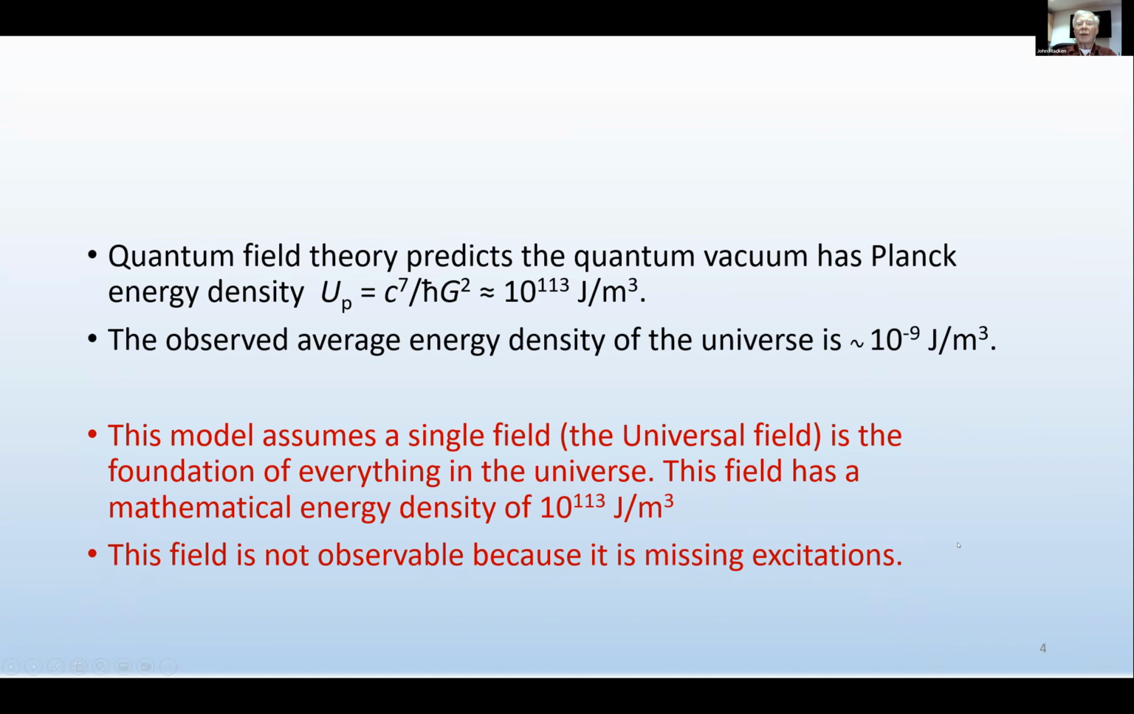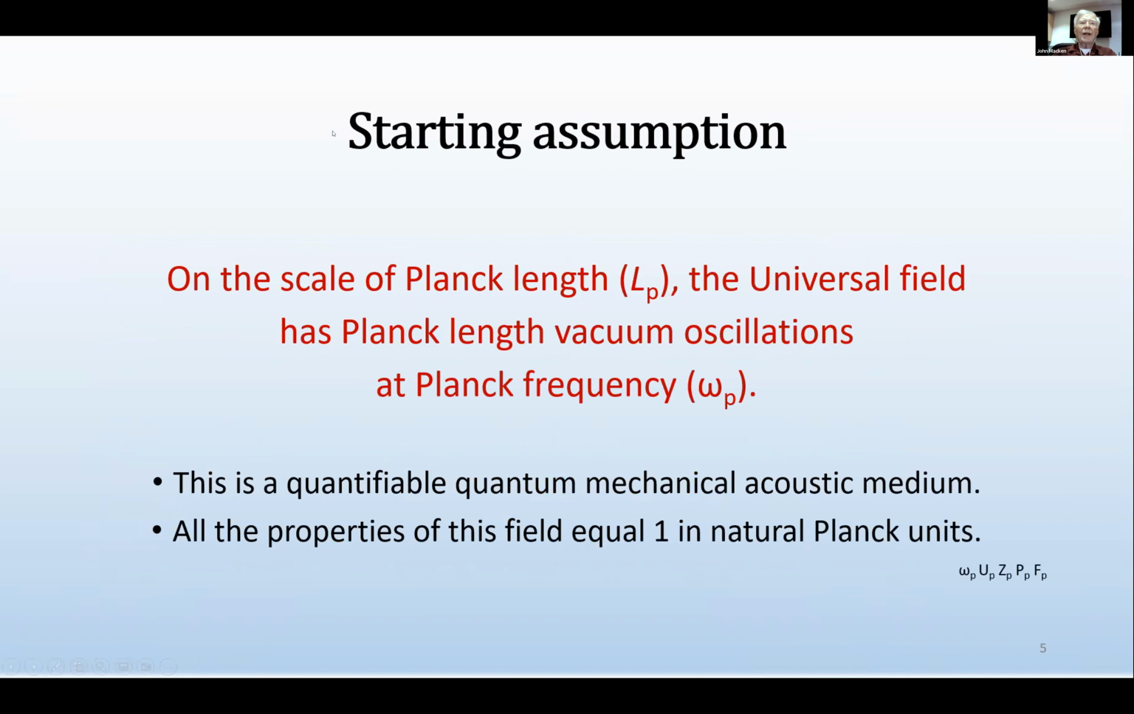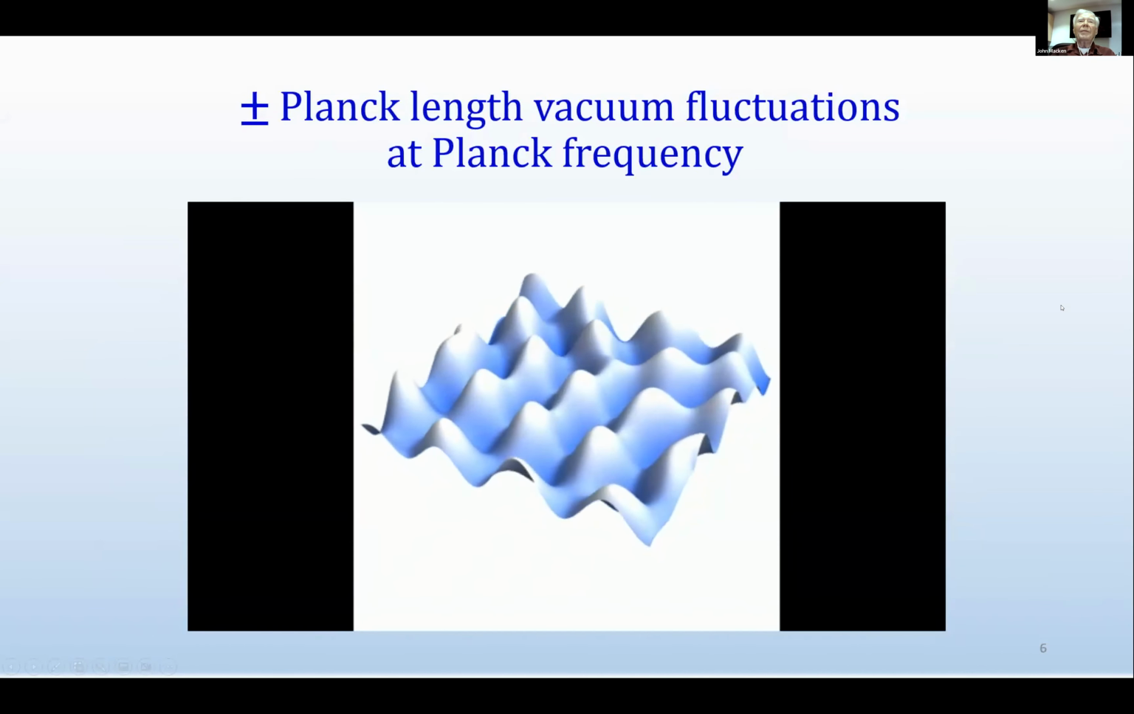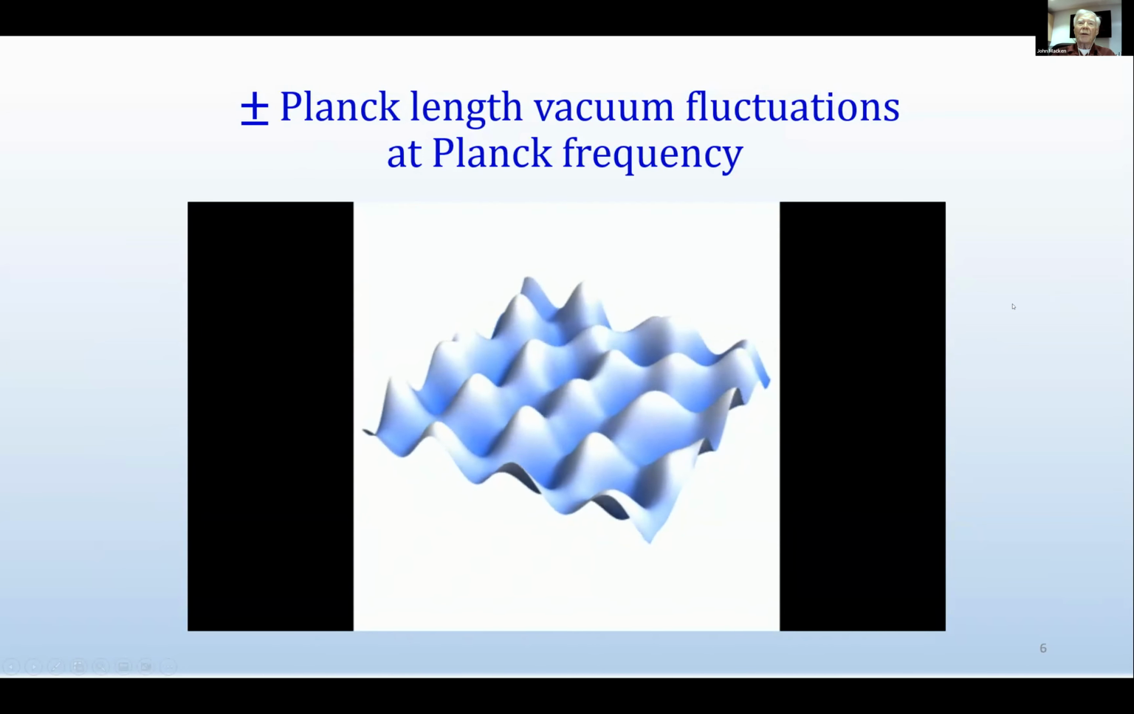We all know that particles need excitations in their field. So I'm going to have this starting assumption. On the scale of Planck length, the universal field has Planck length vacuum oscillations at Planck frequency. This is a quantifiable quantum mechanical acoustic medium. All of the properties of this field equal 1 in natural Planck units. Here I have one way of depicting this. These oscillations are at Planck frequency and they're fluctuations that are Planck length.